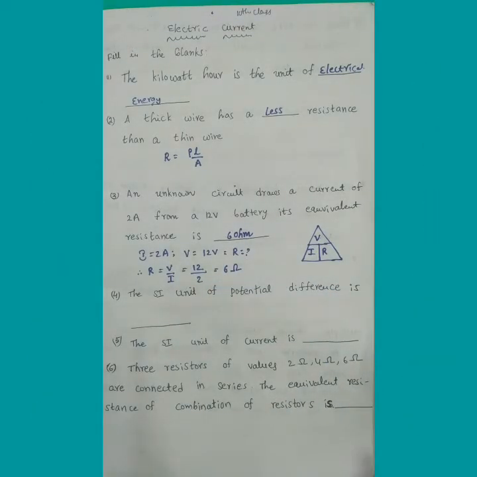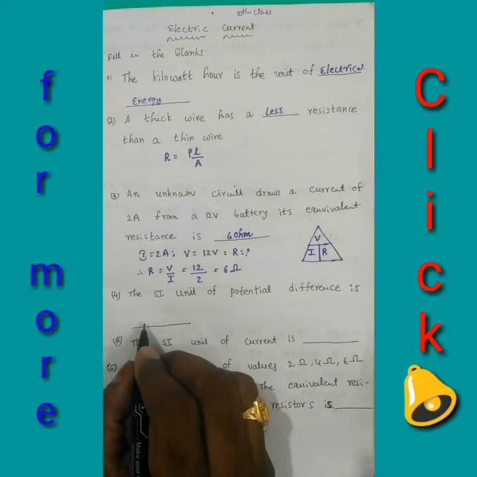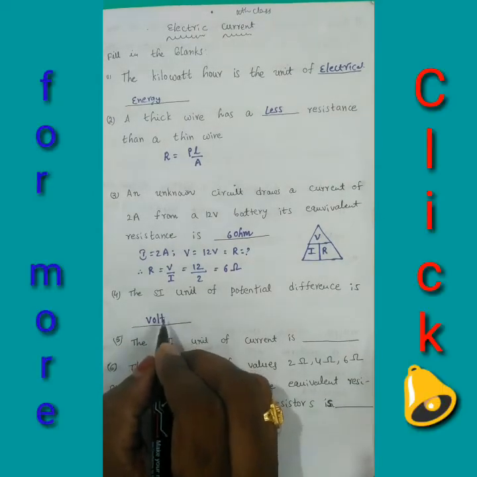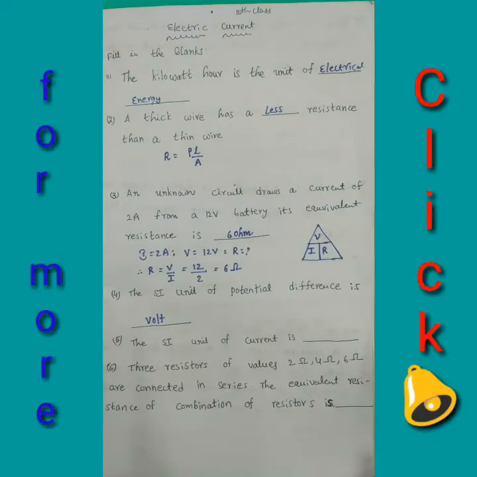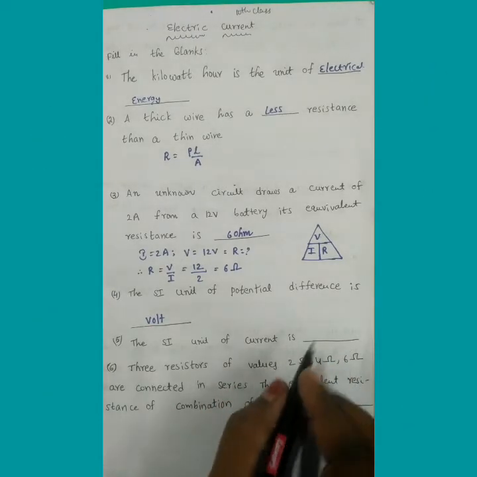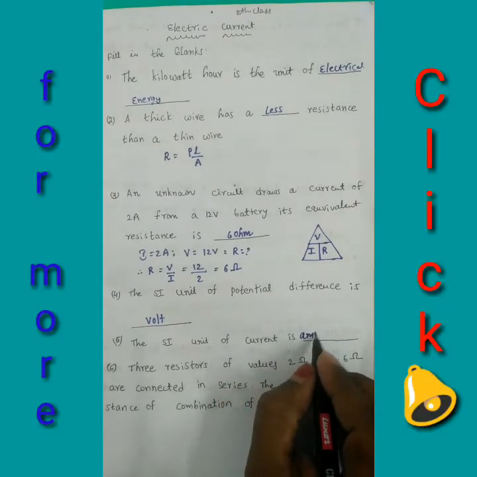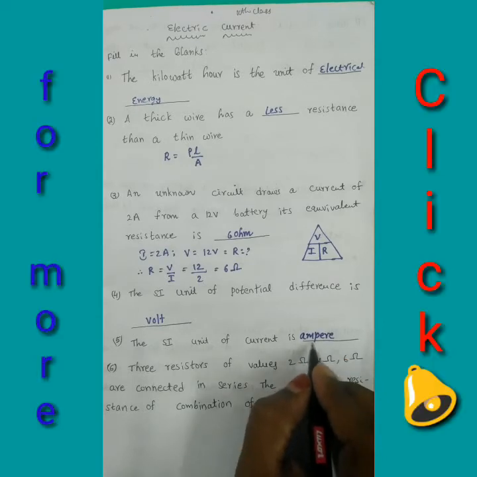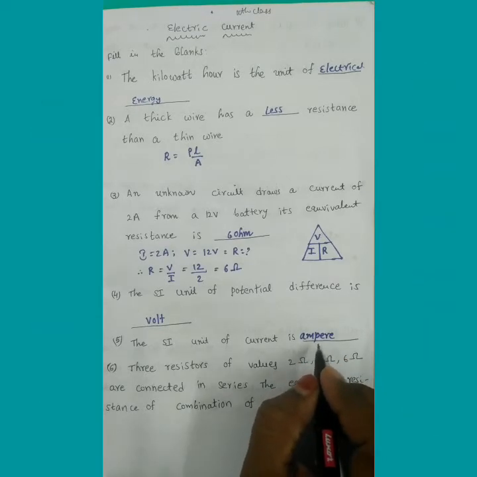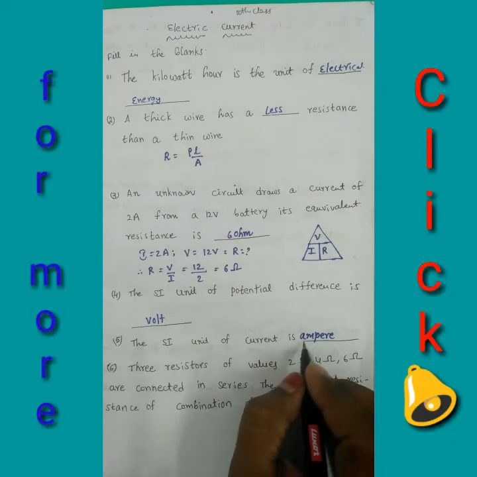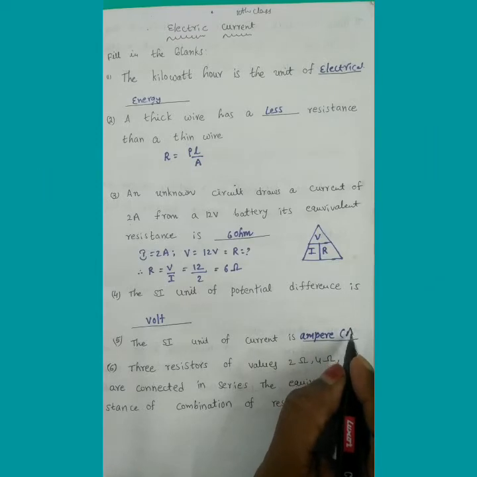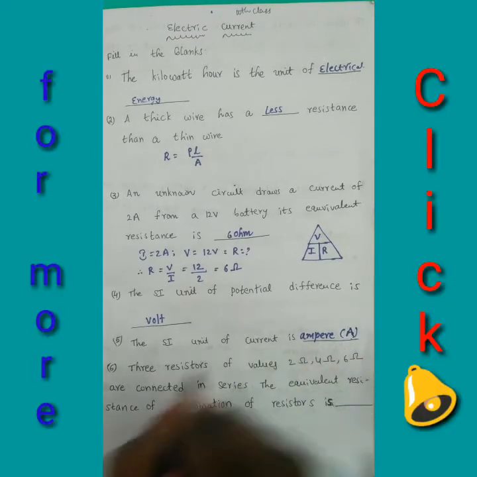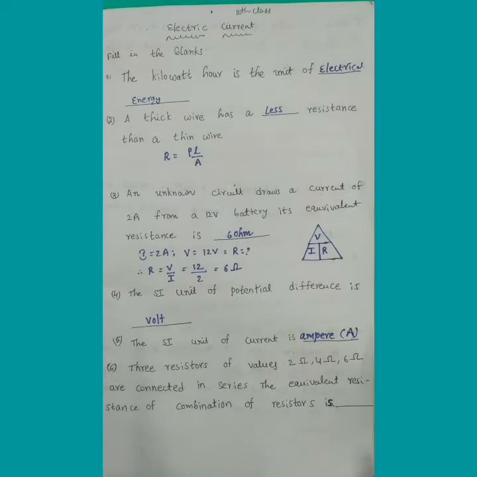And the SI unit of potential difference is volt. It is actually the scientist's name, that's why the unit is volt. Next, the SI unit of current is ampere. One thing we should remember: if you are writing a unit name assigned after a scientist's name in full, the first letter should be a small letter. If you are writing it as a symbol, you should use the capital letter. This is the rule you should follow.